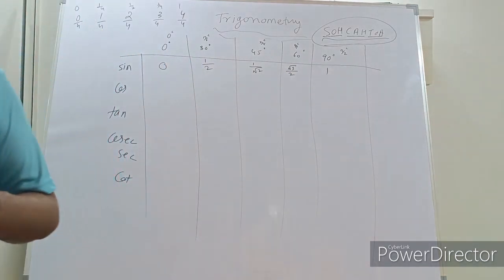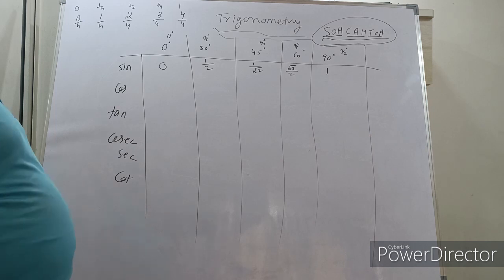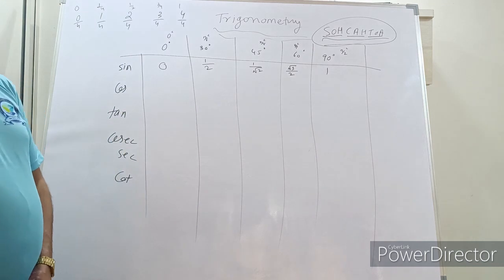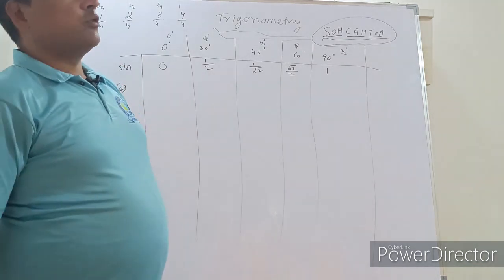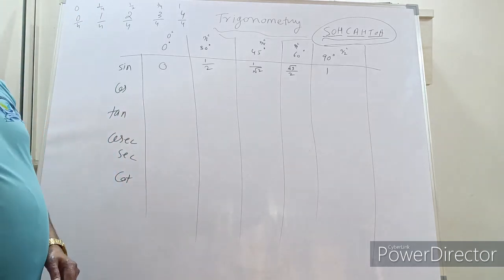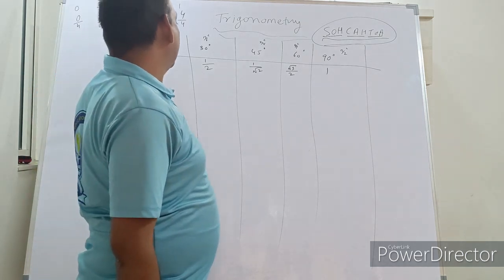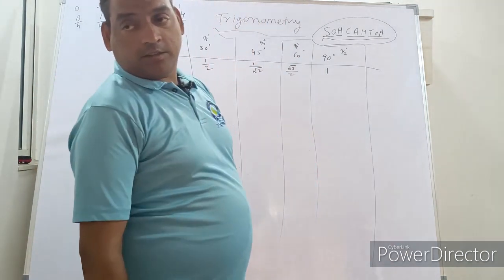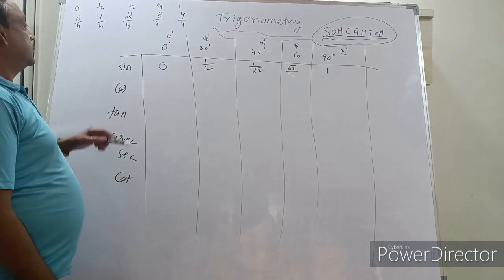Clear? Simple it is, right? So now you remember this. What is the first thing you have to do? 0, 1, 2, 3, 4. Divide by 4, simplify, take the square root. So these are the values of sine: sine 0, sine 30, sine 45, sine 60 and sine 90. Clear? Now sine we got.